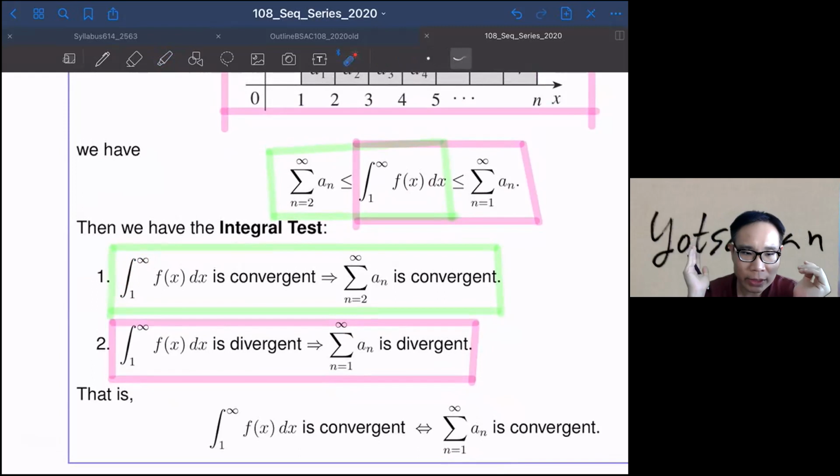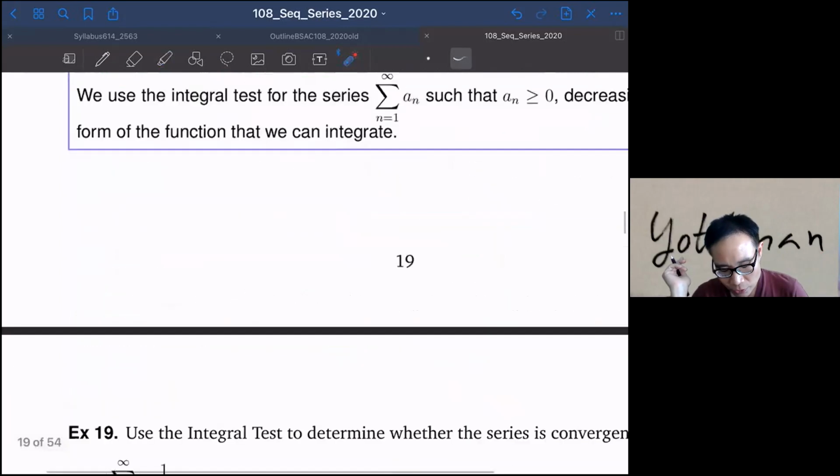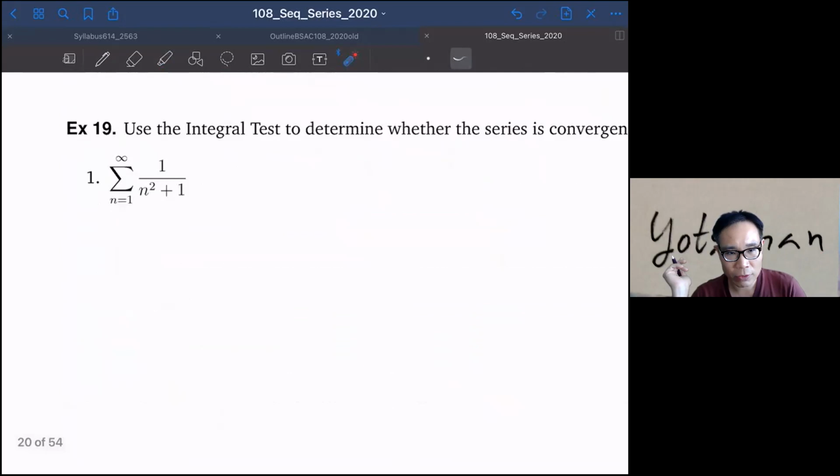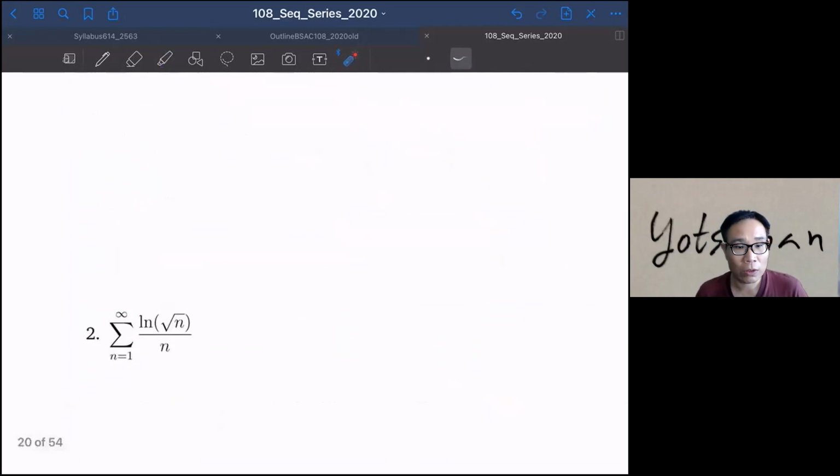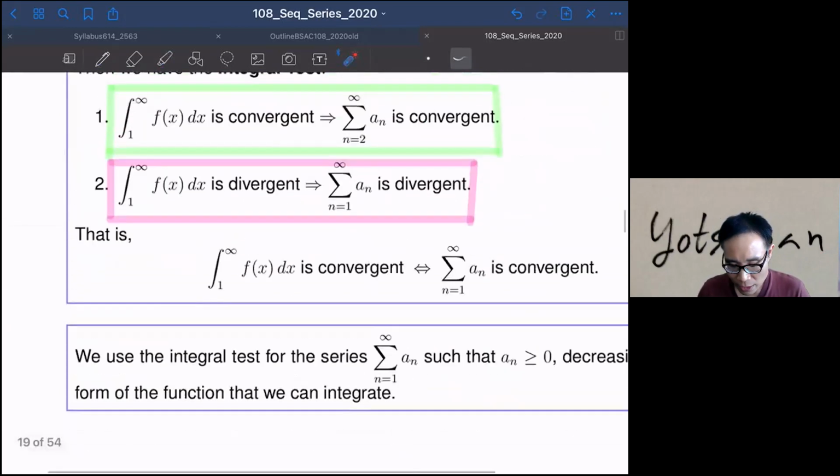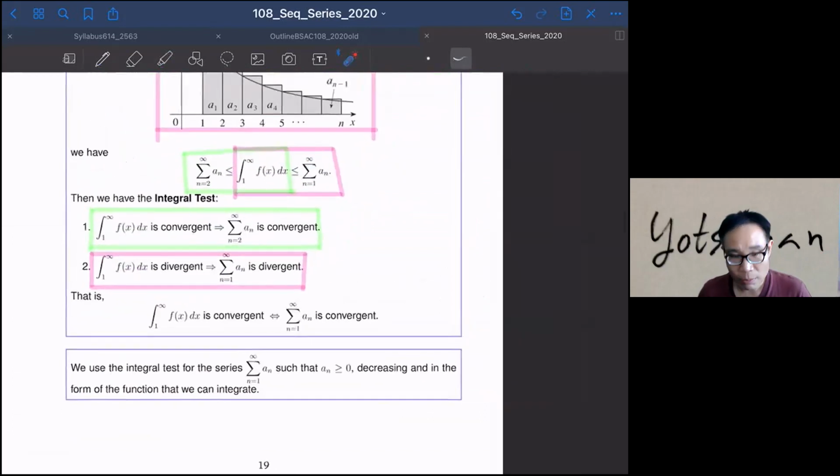If you have the function or an in a form that you feel can be integrated, for example, like 1 over n squared plus 1, which we know we are able to integrate, or log root n over n, which you are able to integrate as well, then you may just use the integral test. However, we're going to have some restrictions.